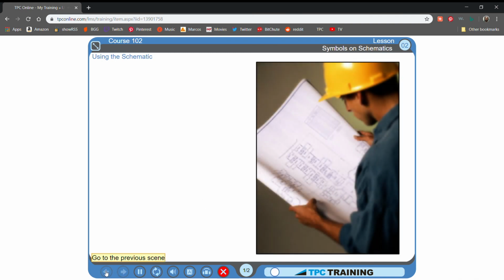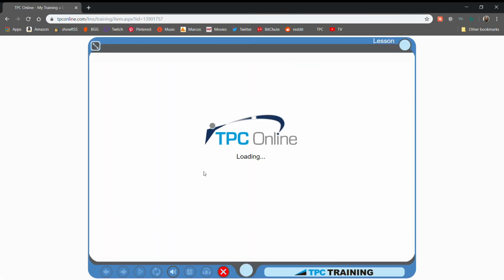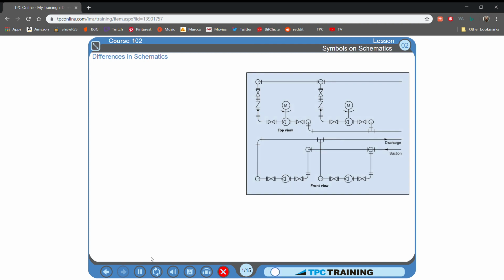Using the schematic. Differences in schematics. Even the most important function of a system, the control and delivery of flow, is shown in different ways on schematic drawings.